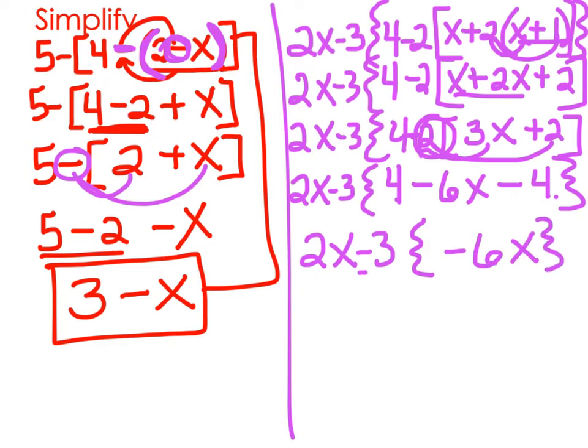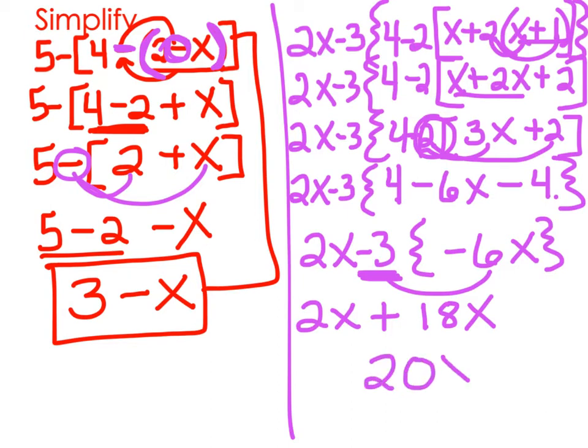Now I need to distribute this negative 3. Always distribute it with the sign. So I've got 2x, and then negative 3 times negative 6x is going to be plus 18x. And 2x plus 18x makes 20x, and that is fully simplified. Just always start at the beginning and work your way out.